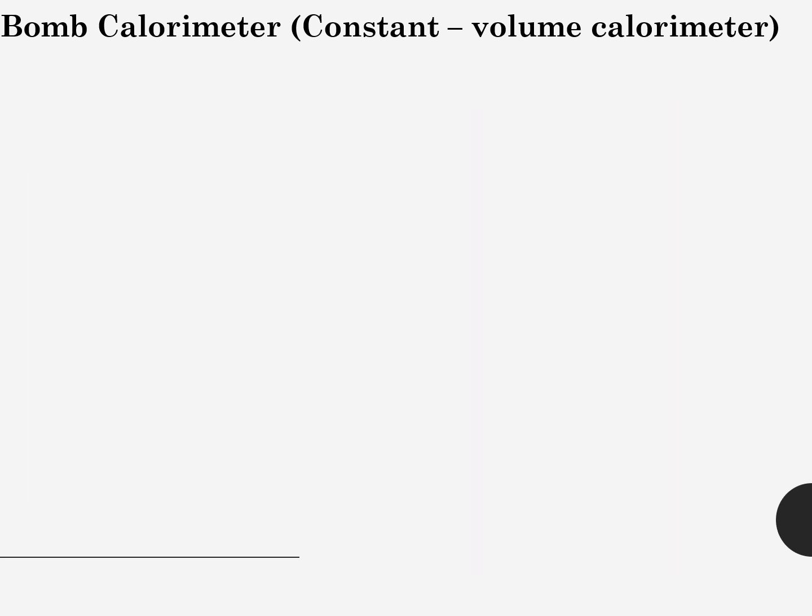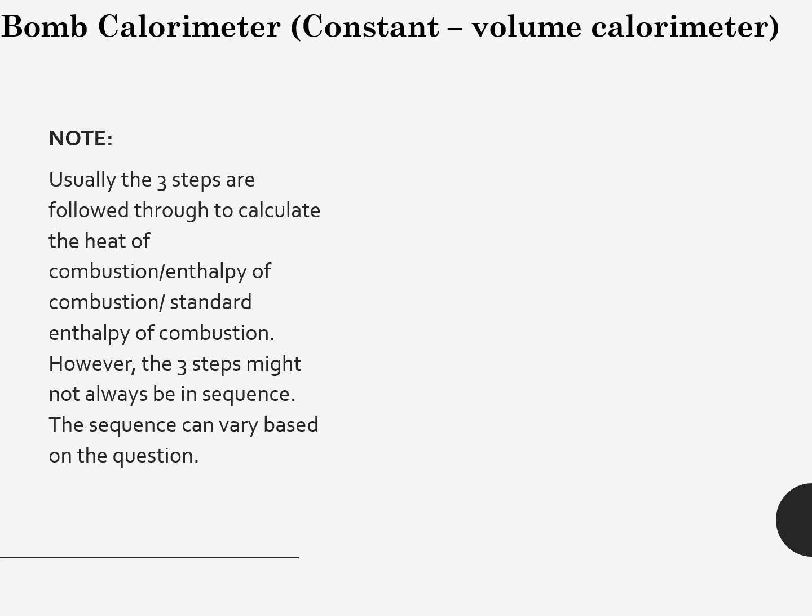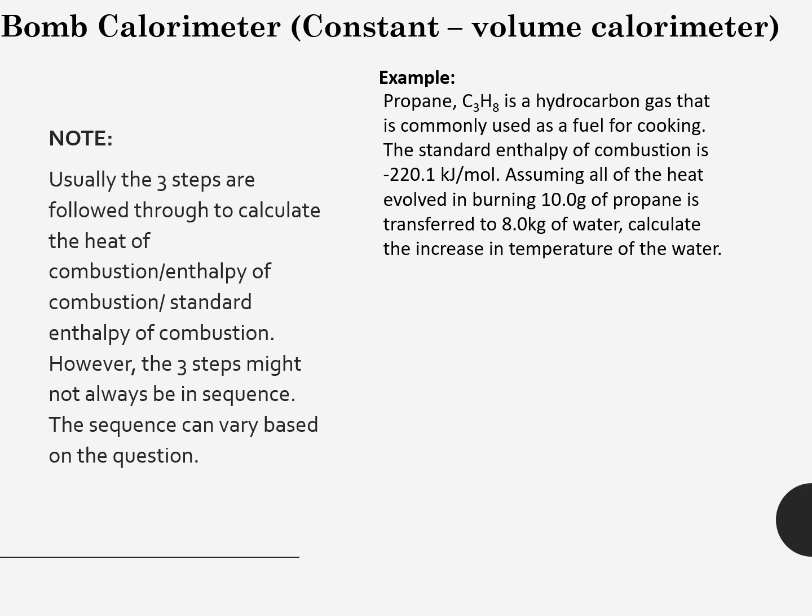To calculate the heat of combustion or enthalpy of combustion, we just need to follow through the 3 steps. However, the 3 steps might not always be in sequence. The sequence can be varied according to the questions. For example, in these questions, we can see that 10 grams of propane is the substance that is combusted and releases heat. And it is case number 3, whereby only the mass of water is being given. There is no information on the calorimeter being given. So this is case number 3.